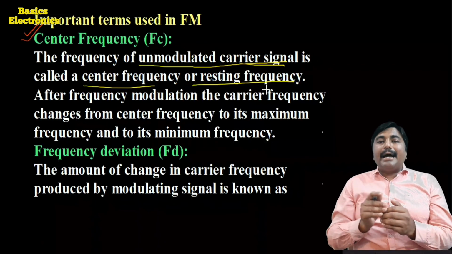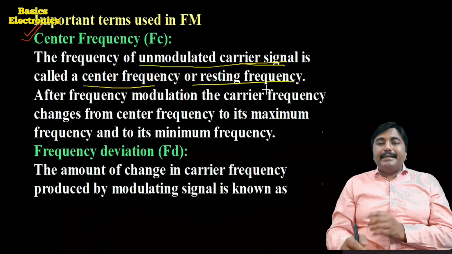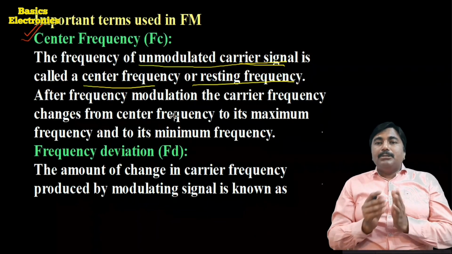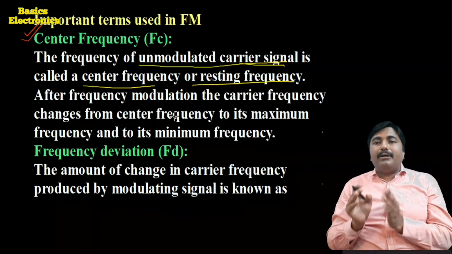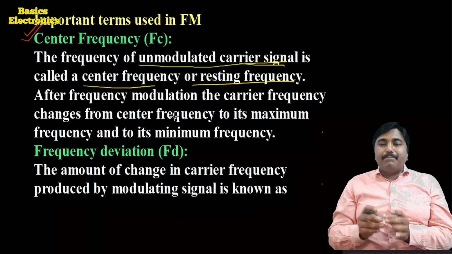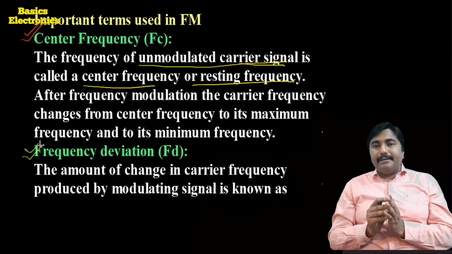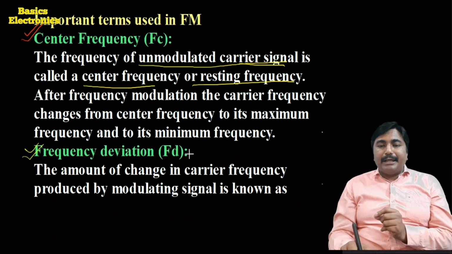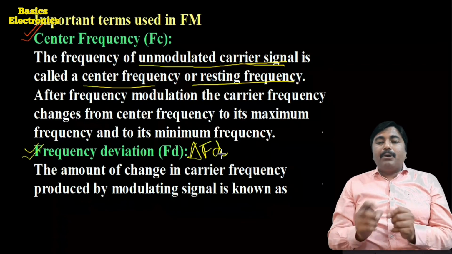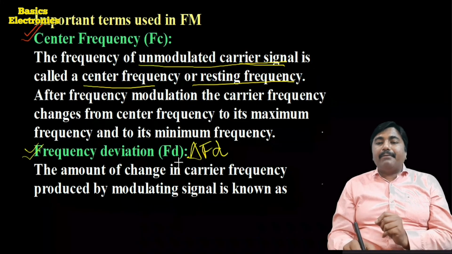After modulation, the carrier frequency may change up to the maximum and up to the minimum. It changes from minimum to the maximum. So we have to keep one thing in mind. The center frequency is the frequency of a carrier signal. It is also called the resting frequency. Then the second one is the frequency deviation. We had seen just before what the frequency deviation is. The amount of change in the carrier frequency produced by the modulating signal is known as the frequency deviation.